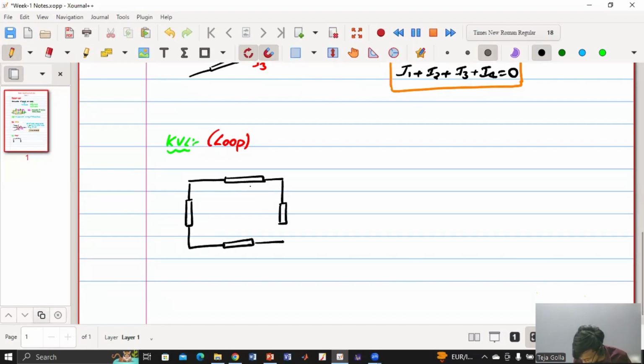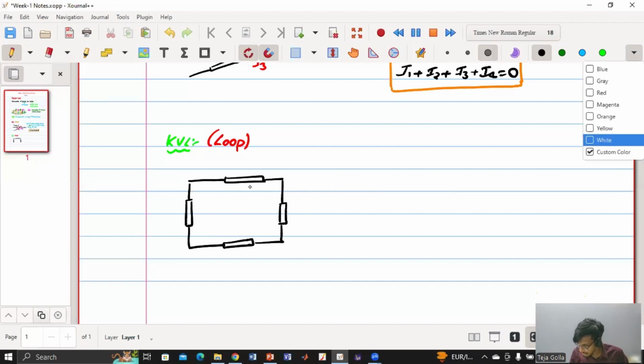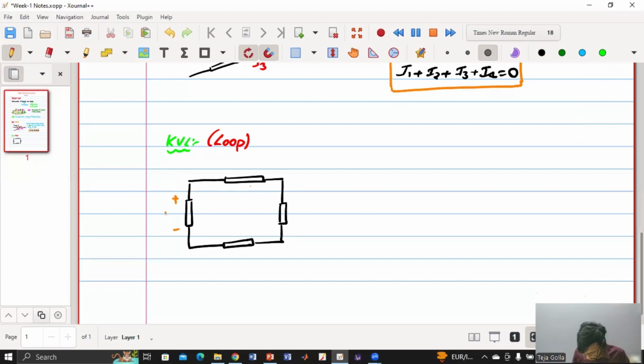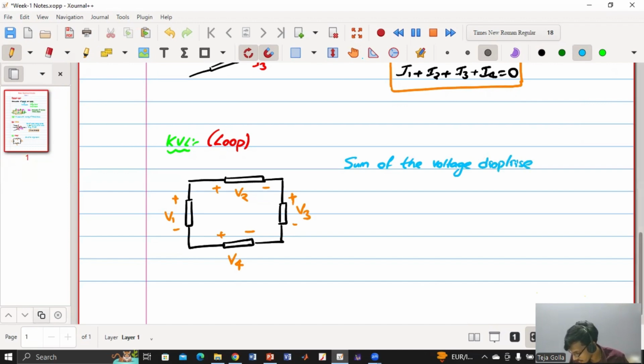So I have considered four elements, and let me consider the voltage's polarity. I have considered one loop which consists of four elements, and KVL says that the sum of the voltage drops or rises in the loop will be zero.